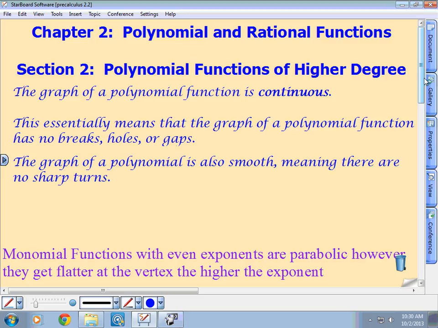It's not going to stop. The way to think of this is if I start drawing the graph, if I keep my pencil on the paper, I'm not going to pick my pencil up. It's going to stay on the paper the whole time. That's continuous, okay?